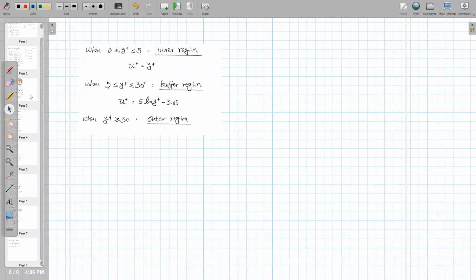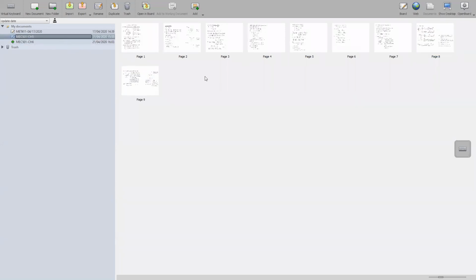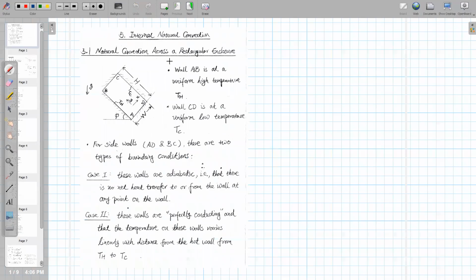Okay. In the last class, we finished the external natural convection, and in this class we'll do the internal natural convection.